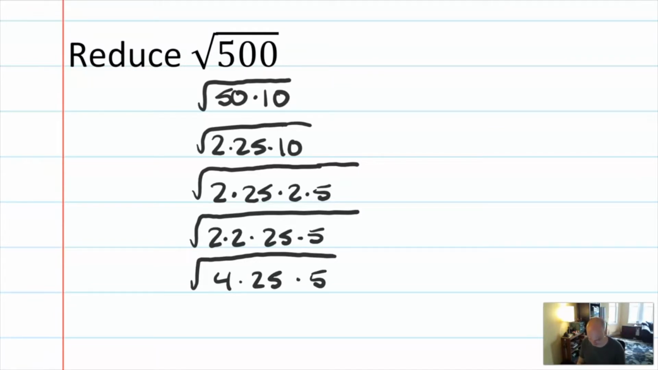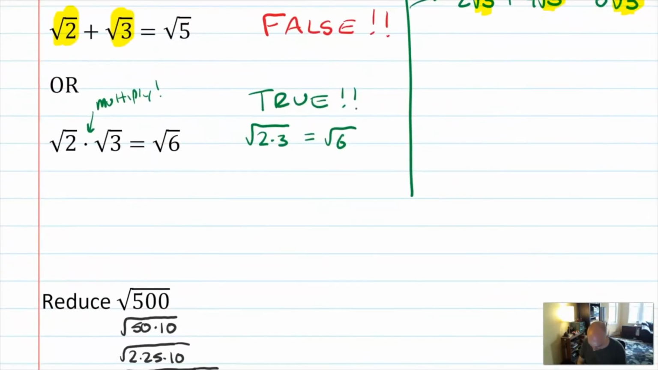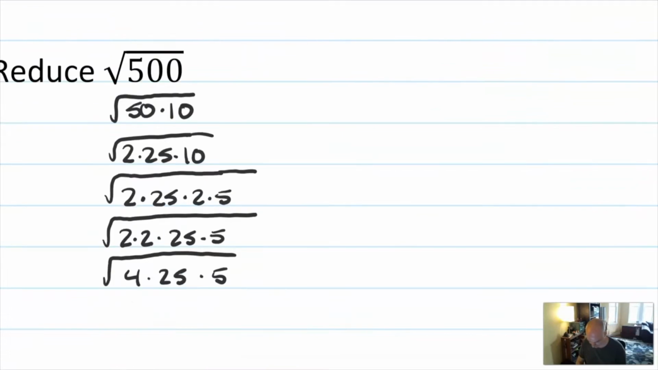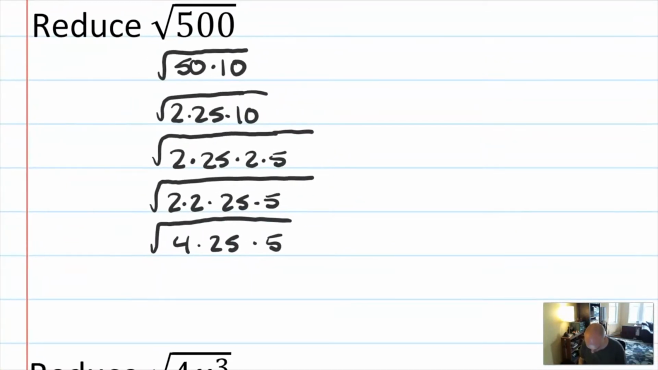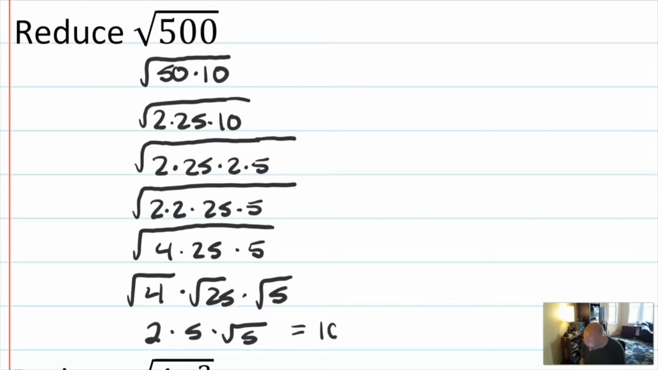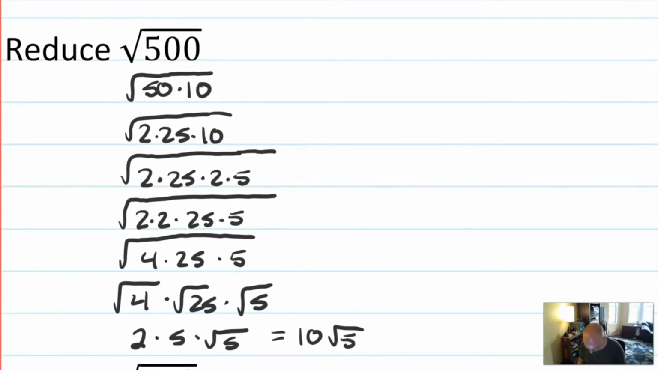So, we looked at the property forwards, but it's also true backwards that square root of 6 can be written as square root of 2 times square root of 3. And why would you do that? Well, you do it here because this can be written as the square root of 4 times the square root of 25 times the square root of 5, which is the same as 2 times 5 times the square root of 5, which is 10 root 5. Now I just did a lot of steps, and you probably won't do all those steps when you're reducing roots, but mathematically, that's what's going on here.